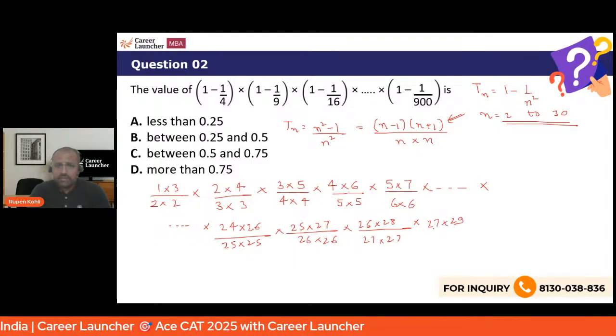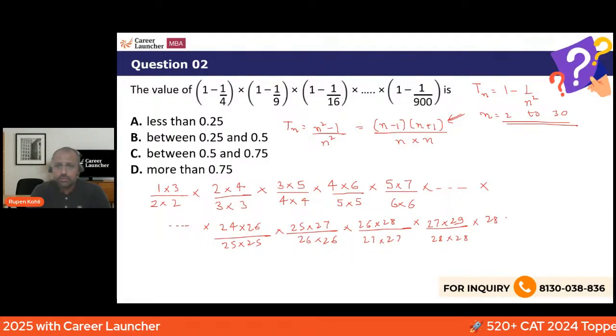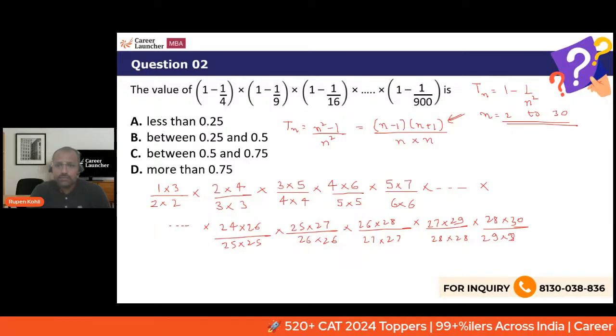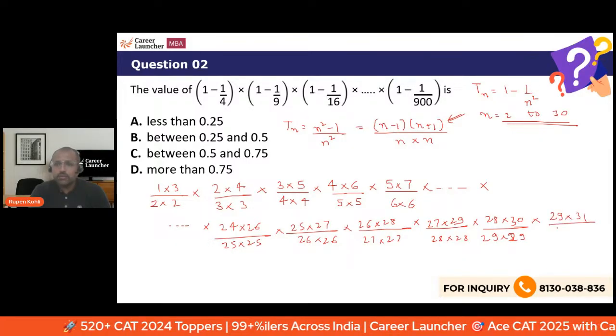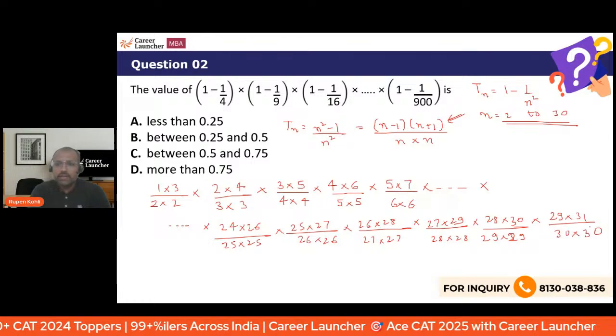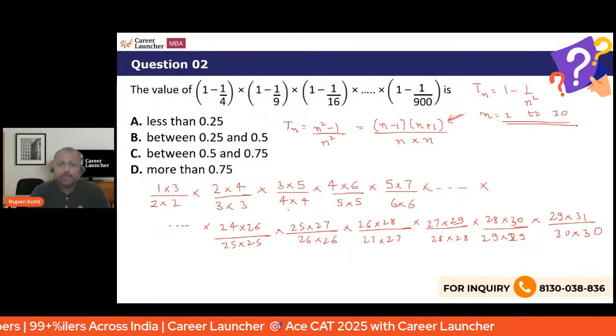27 into 29, 28 into 28. I think we have two more. 28 into 30 over 29 into 29. And I think last now we have 29 times 31 over finally 30 into 30. Now you see, the point is that the things will start obviously simplifying.